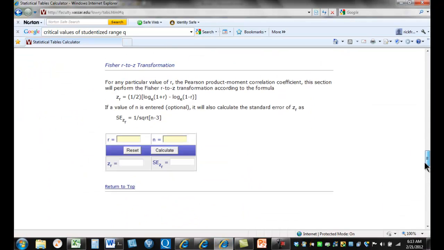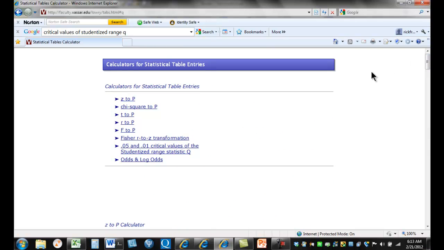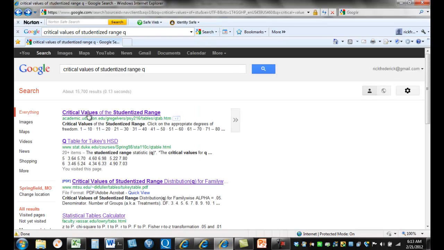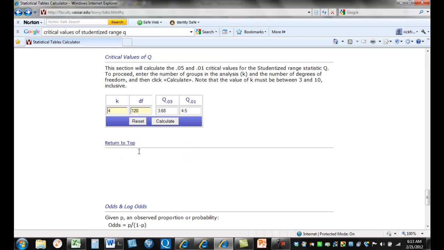You can use your table in the back, or here's, I like to use little calculators online. What did I do to get here? I just looked up critical values of studentized range Q. Alright, so I got this one, and then what was there? There were 4 groups, 120 degrees of freedom. Let's do it again. I put in 4, I knew the degrees of freedom, and then I calculated it, and 4.5, right?